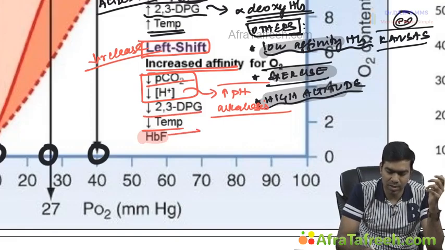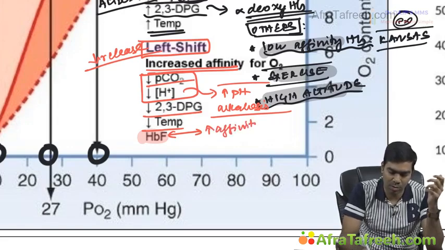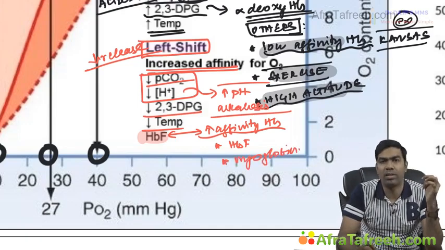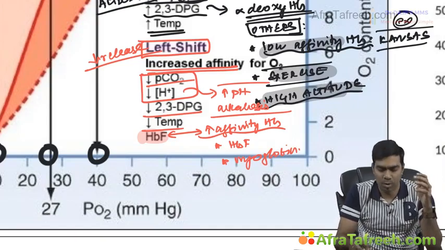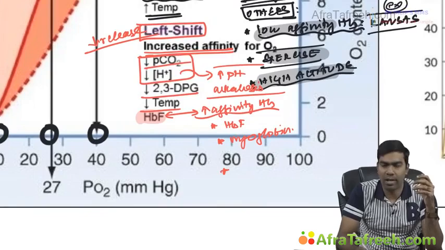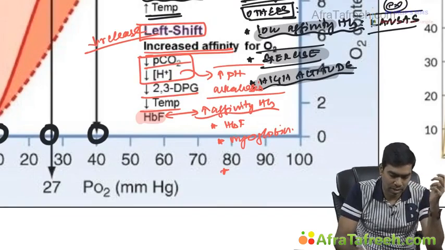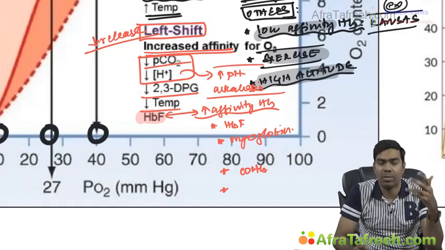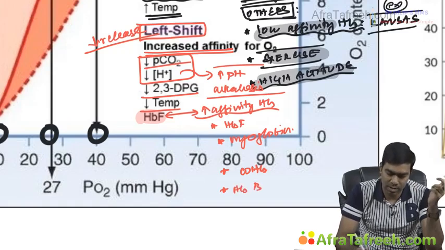Some altered hemoglobins like HbF are going to have increased affinity. Example is HbF. Even your myoglobin is going to have comparatively high affinity compared to your normal adult hemoglobin. So myoglobin you can write. Then you can write certain things like carboxyhemoglobin, which is going to shift the oxygen hemoglobin dissociation curve to the left. At the same time, you have something called Hb Barts, simply.